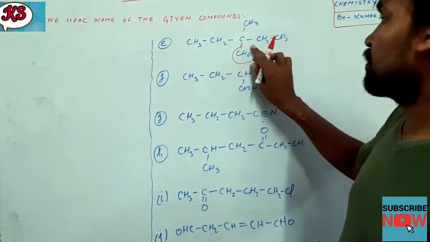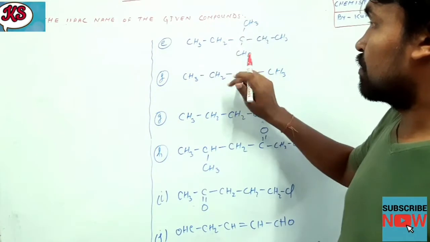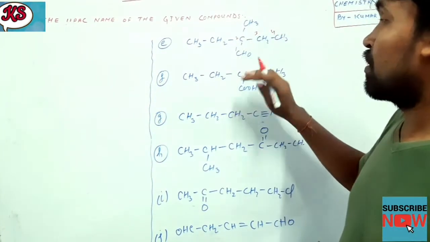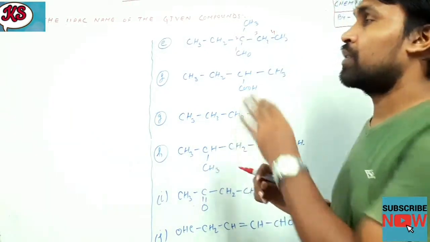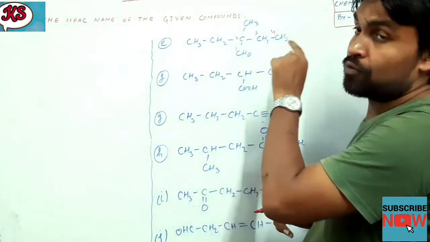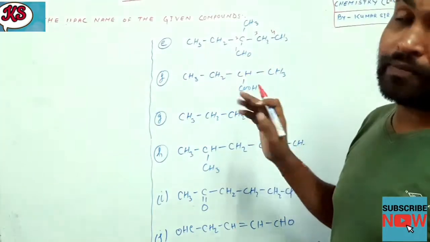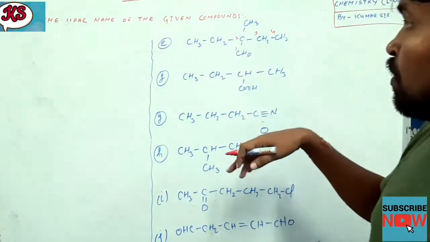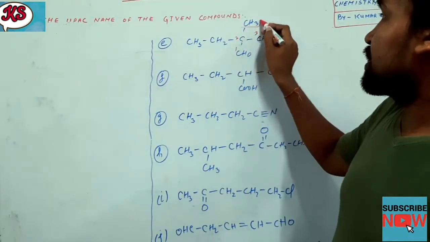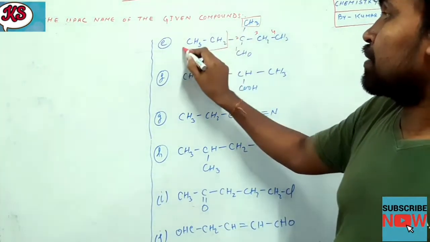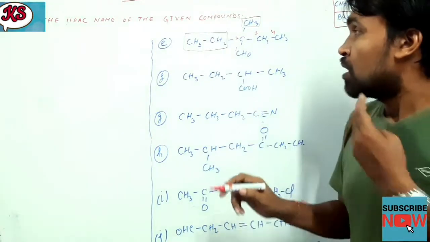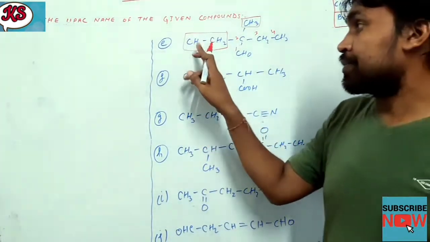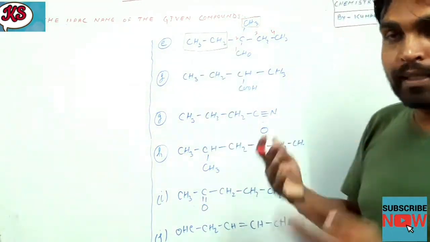So what will we be doing? We will start the numbering from here, 1, 2, 3, 4. It's coming less, but still we will take this one, because the main chain has to include the CHO, that is the functional group. Now at position 2 you can see one branch is this and one branch is this. Only one carbon in the branch, so it will be methyl, and here 2 carbons in the branch, so it will be called ethyl.